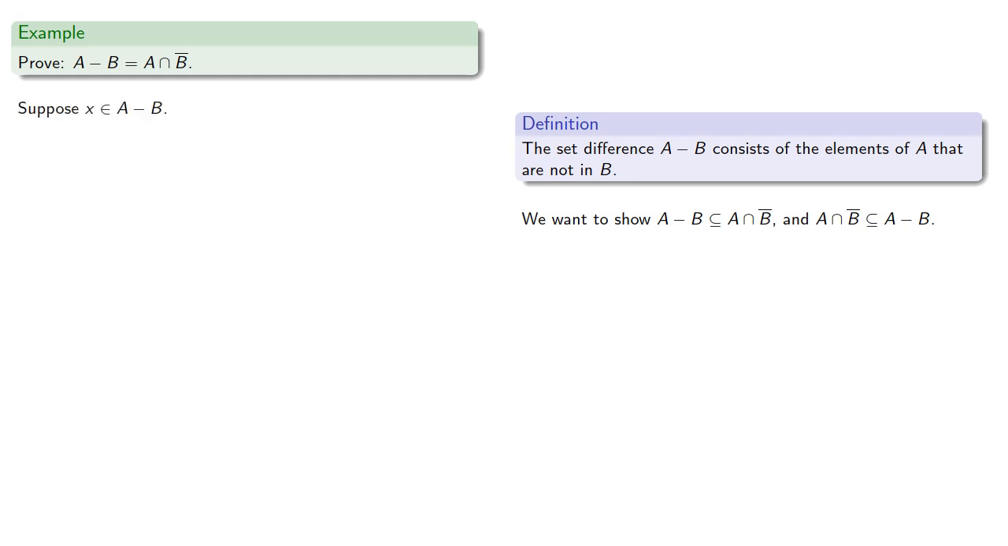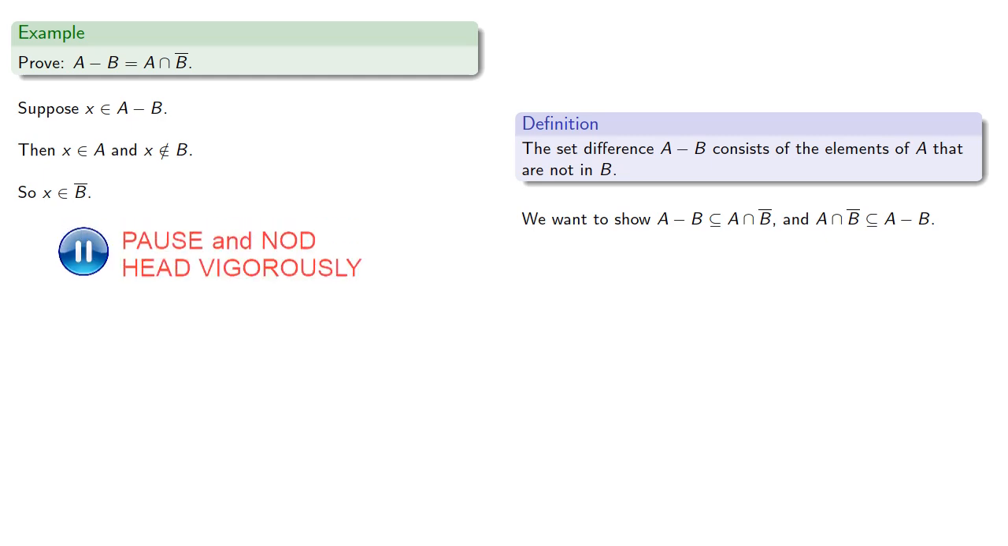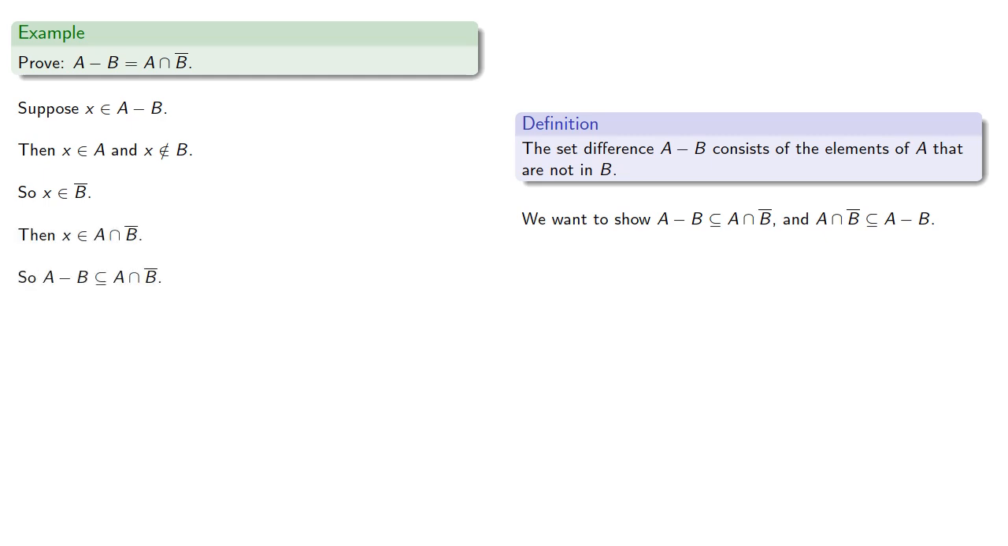By the definition we're using, this means that X is in A and not in B, but that means that X is in the complement of B. And since it's in A and the complement, it's in the intersection. And so that says that the set difference is a subset of the intersection.